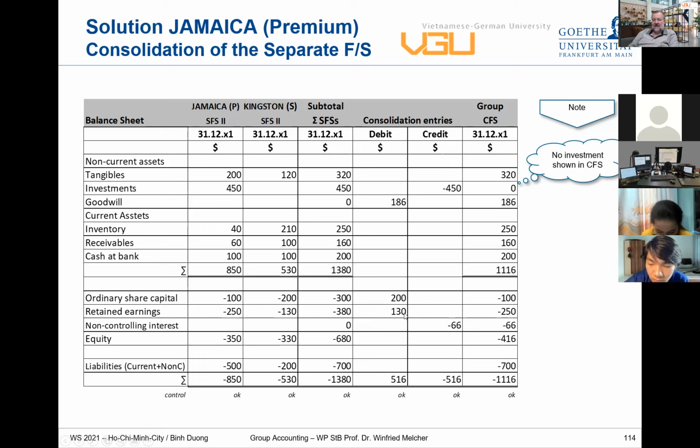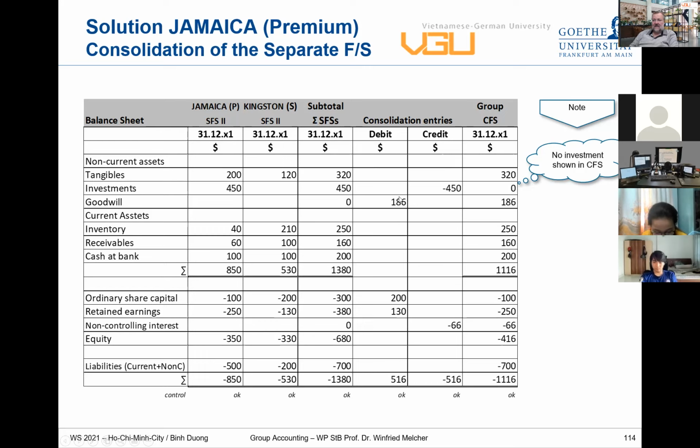Okay, so what else did we do? We have a difference between 450, getting rid of the investment, and the 200 and 130, getting rid of ordinary share capital. Well, we take the goodwill and debit it. In these consolidation entries, we debit the goodwill with 186. So in the end, we will show 186.